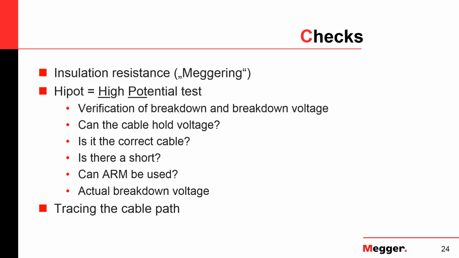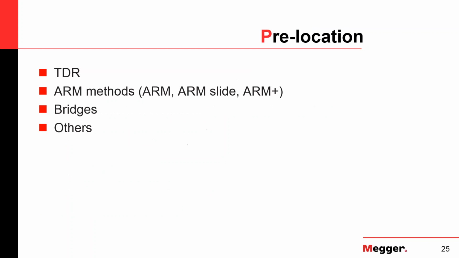And of course, you determine the actual breakdown voltage, which later is important because all the high voltage techniques that you are using are based on that value, because you have to exceed that value to actually make the method work. And of course, as I said, as a recommended step, you can trace the cable. But if you are confident that your maps are accurate and there's no surprises waiting for you, it's not a must-have. So prelocation, we're in that pink box.